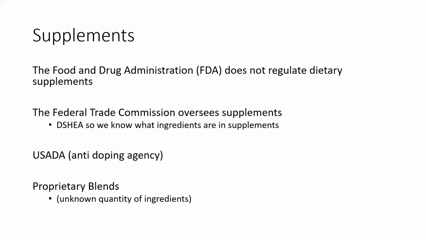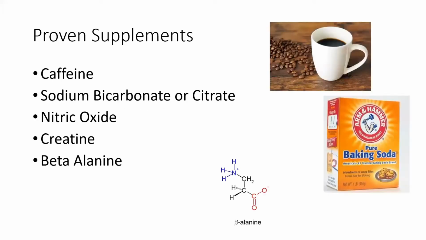So I recommend minimize supplementation. Only supplement with what we know works, which is caffeine, sodium bicarbonate or citrate, nitric oxide, creatine, and beta-alanine. These have all been researched and shown to have improvements within performance, most often endurance performance, but some slightly in anaerobic production also.